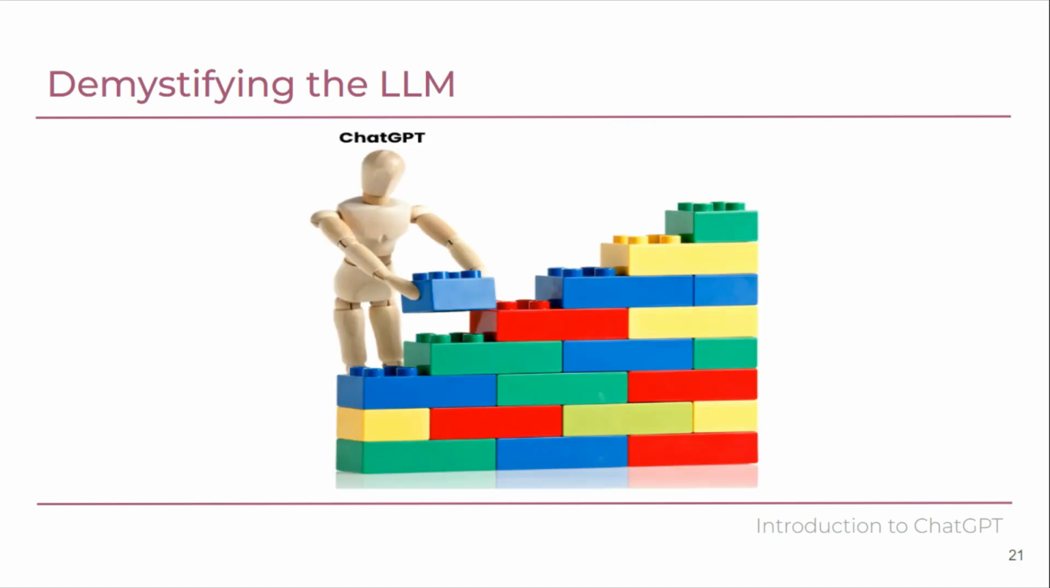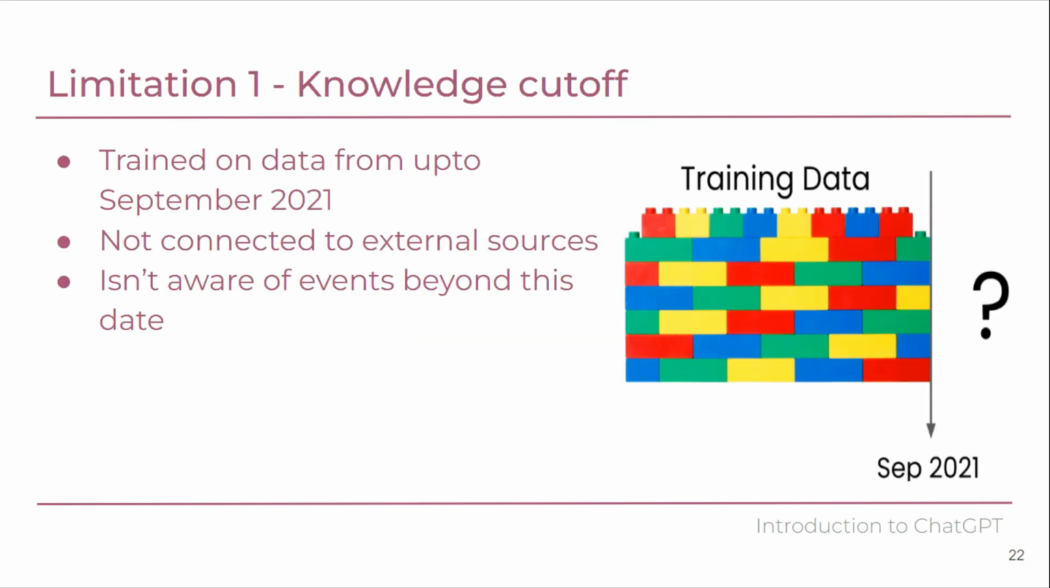So when we provide a prompt to ChatGPT, it is essentially trying to complete a building block wall, using its understanding of the training data to generate the words that are most likely to follow the prompt. This leads us to our first limitation. ChatGPT was trained on data up to a certain date, and the model isn't connected to the internet or other external sources, so it isn't aware of events beyond this date.